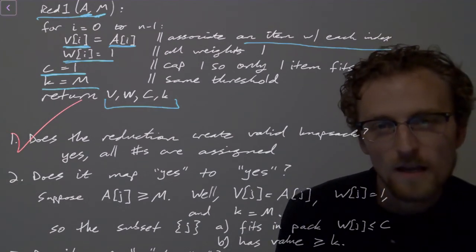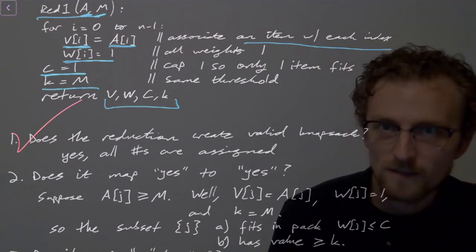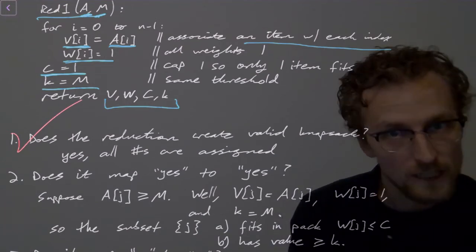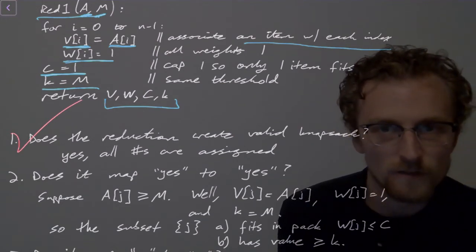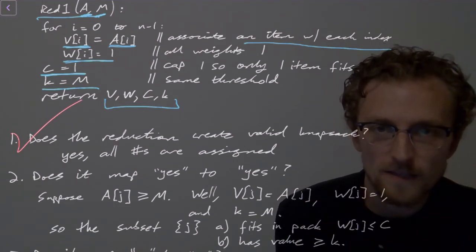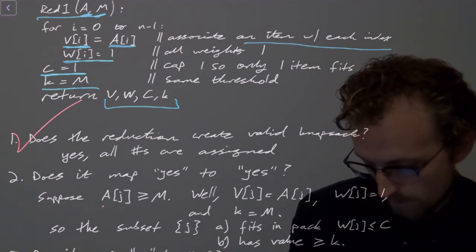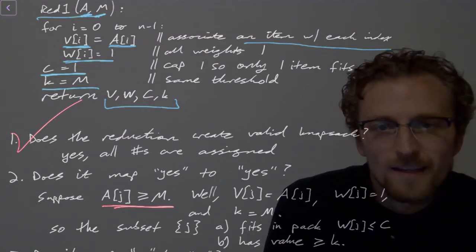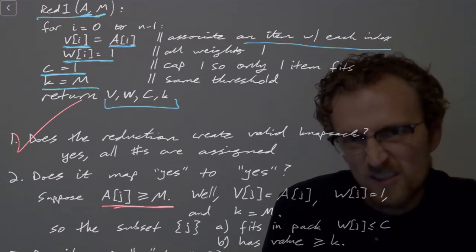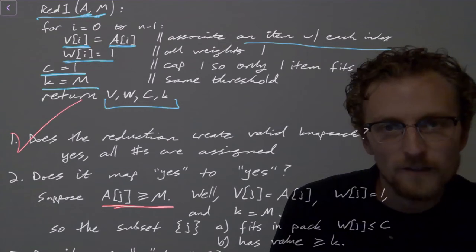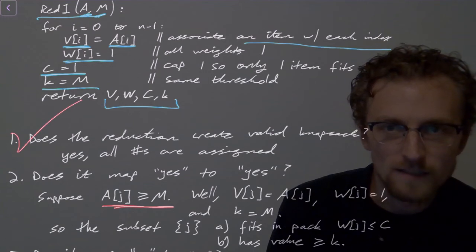So the second question is, if I give it a yes instance of the original problem, does this reduction give me a yes instance of the second problem? And it turns out the answer is yes, and here's why. So suppose there is an element of our input array that exceeds the threshold, right? That exceeds our array threshold. That is, suppose this is a yes instance, and the index which shows that it's a yes instance is j, right? So at index j, the value there, or the number in the array is at least m.